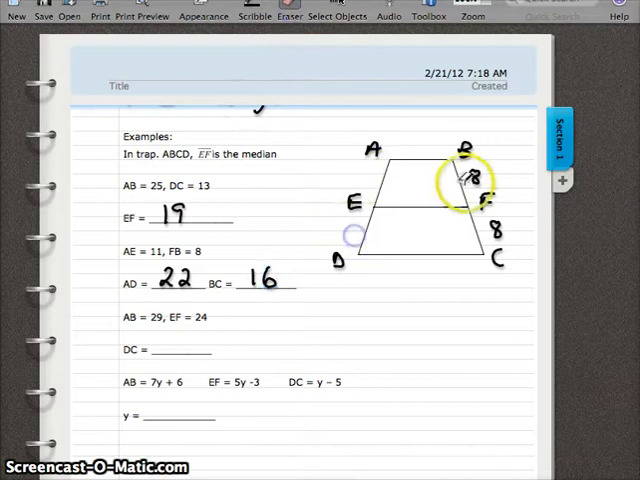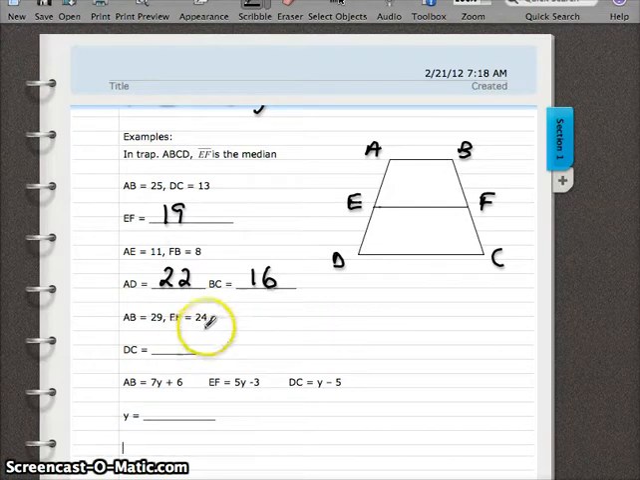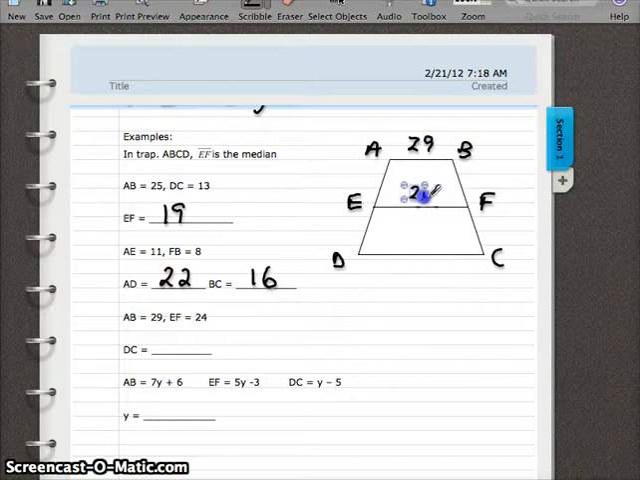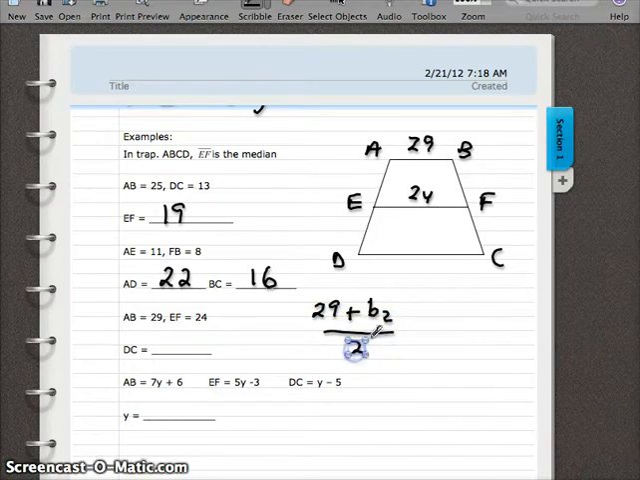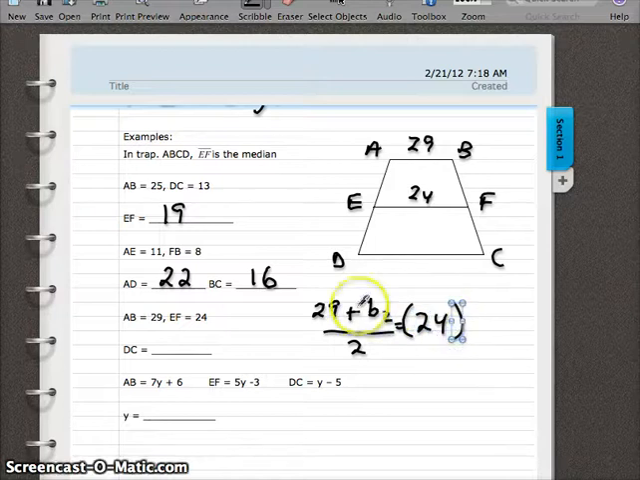Alright, so the challenging stuff is coming up. This is where we've got to use some algebra. It's telling us that AB is 29 and EF is 24. So now it gives us the median length, but not this base length. So use the same equation and use algebra to solve for the missing variable. So AB is 29, that's base 1. We're missing base 2. We know we have to divide by 2, but we know the median is 24. So 29 plus our missing base length divided by 2 should equal 24.